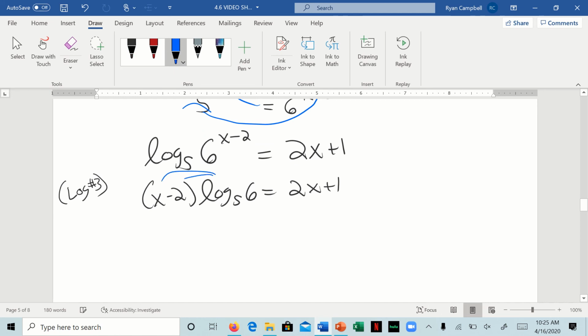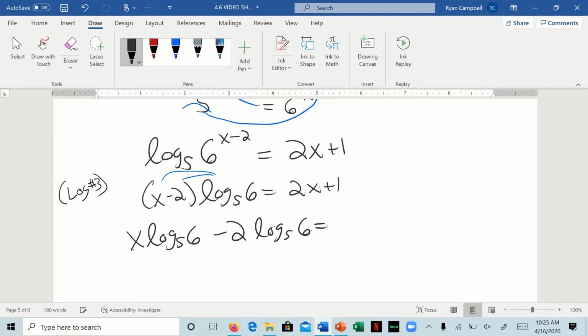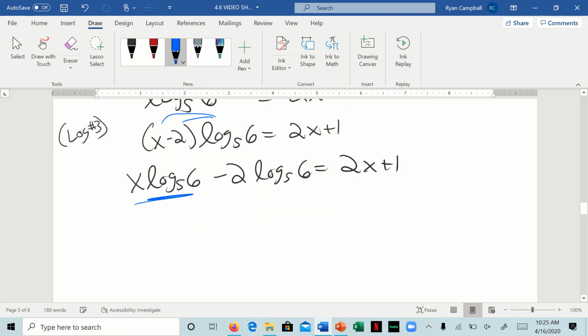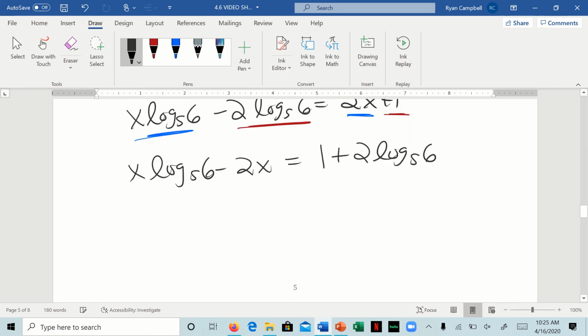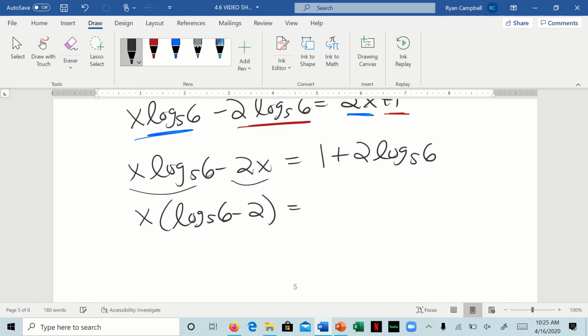Then we can distribute that log. So x log base 5 of 6 minus 2 log base 5 of 6 is 2x plus 1. We can get all the x's to one side, all the numbers to the other side. So x log base 5 of 6 minus 2x equals 1 plus 2 log base 5 of 6. We can see that both of these have x's, so we can factor that out. x times log base 5 of 6 minus 2 equals 1 plus 2 log base 5 of 6.